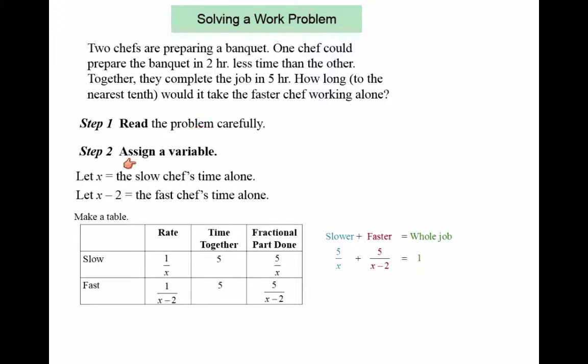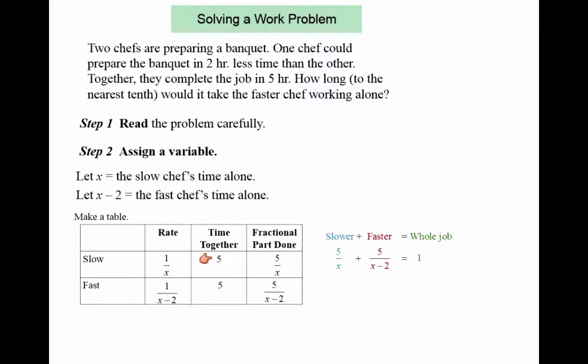After reading the question, we want to assign variables here. So in this case, we can let X be the slow chef's time alone. So how long will it take for the slow chef to complete the job? So the fast chef's time would be X minus 2, because it works 2 hours faster. So we're going to make a chart here, make a little table.